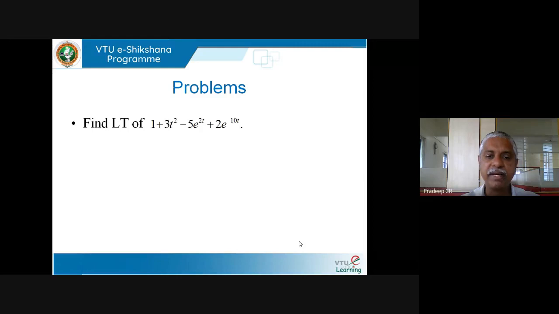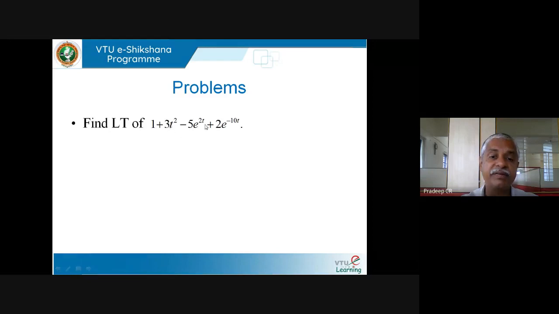I want to find Laplace transform of 1 plus 3t square minus 5 e power 2t plus 2 e power minus 10t. So how do I find Laplace of such a thing? You go back to what you have learned in class 11, 12. Instead of Laplace transform, if I had asked you to find the derivative of this, how would you do it?